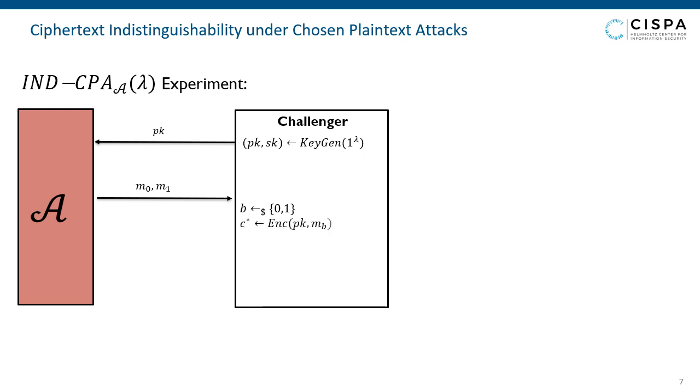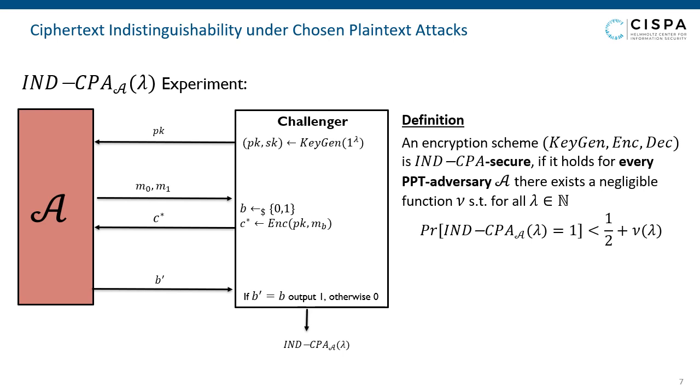The challenger flips a random bit B and encrypts the message MB, resulting in a challenge ciphertext C*, and it's going to give C* to the adversary. Now the adversary's task is to guess a bit B', and of course we say that the adversary wins if B' equals B. Then the challenger will output 1, otherwise 0, and we'll call this random variable, which denotes the output of the challenger in this experiment, IND-CPA_A of the security parameter.